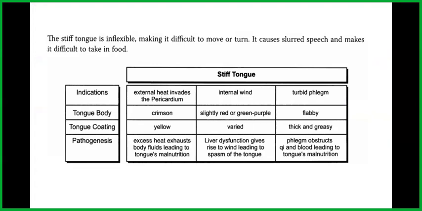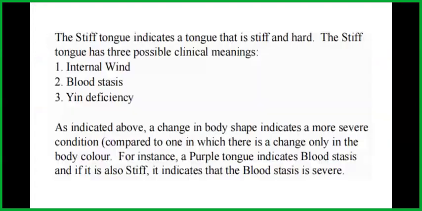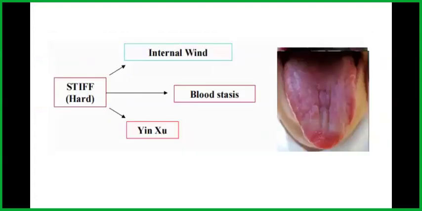The stiff tongue indicates a tongue that is stiff and hard. The stiff tongue has three possible clinical meanings: number 1 is internal wind, number 2 is blood stasis, and number 3 is yin deficiency. As indicated above, a change in body shape indicates a more severe condition, compared to one in which there is a change only in the body color. For instance, a purple tongue indicates blood stasis, and if it is also stiff, it indicates that the blood stasis is severe. So here we can see a picture of a stiff, hard tongue, which is caused by internal wind, blood stasis, and yin deficiency.